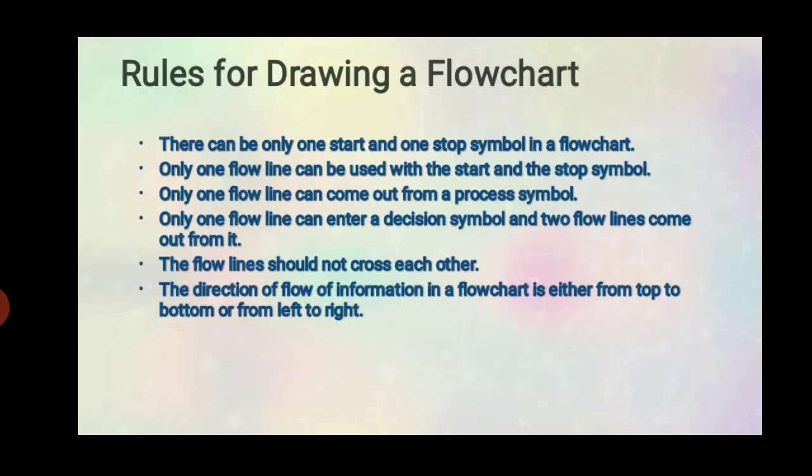And only one flow line can enter a decision symbol. While entering a decision symbol, you can use only one flow line, and while coming out from the decision symbol, two flow lines can come out from it. And flow lines should not cross each other. And the direction of the flow should be either from top to bottom or from left to right, not from bottom to top. That is very wrong. Either from left to right or from top to bottom.